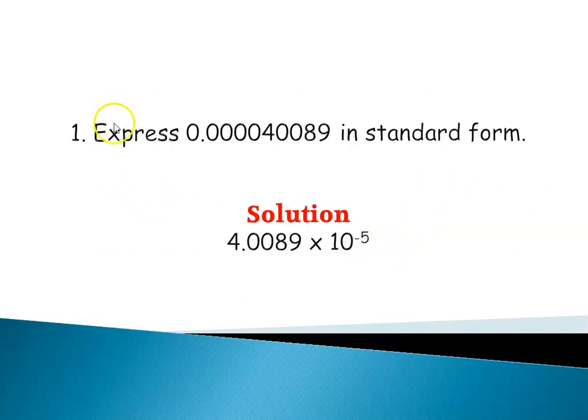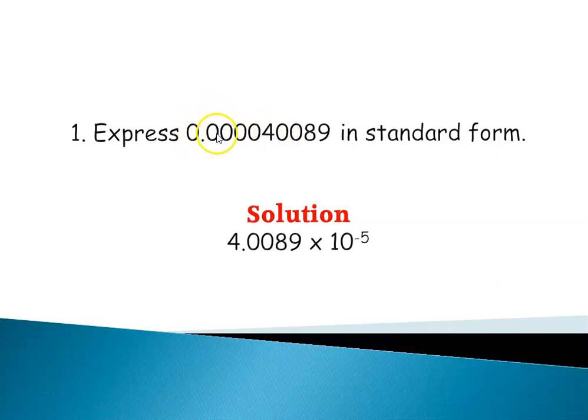Question 1 says express 0.0000400089 in standard form. Alright, so if we're expressing in standard form, we want our decimal point to be moved to this point. Yes, it should be between the first whole number and the next number. So we're going to look at how many times I would have to move before my decimal point gets to this point. So let's go.